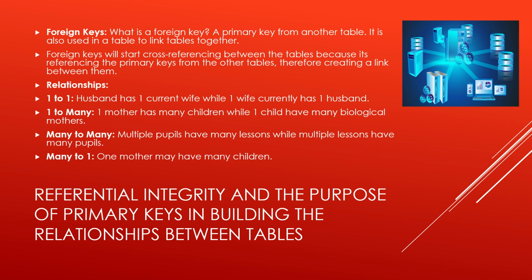So one-to-one: a husband has one current wife, while one wife has currently one husband. One-to-many: one mother has many children, while one child has one biological mother. Many-to-many: multiple pupils have many lessons, while multiple lessons have many pupils. And many-to-one: many children may have one mother.